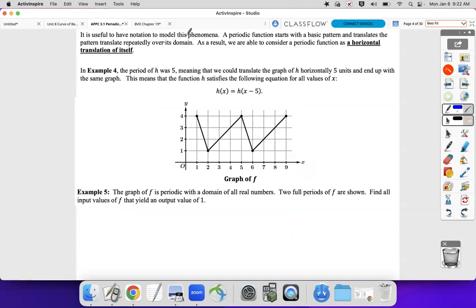Okay, so it's useful to have notation to model this phenomenon. A periodic function starts with a basic pattern and translates that pattern repeatedly over its domain. So what you're doing is a horizontal translation. You can see in this, you've got this V shape that translates horizontally from here to here. That's 1, 2, 3, 4 units. So this is a period of 4. So remember in example 4, the period of H was 5. Well, in this one, the period of F is 4. So I'm going to write that. The period of F is 4.